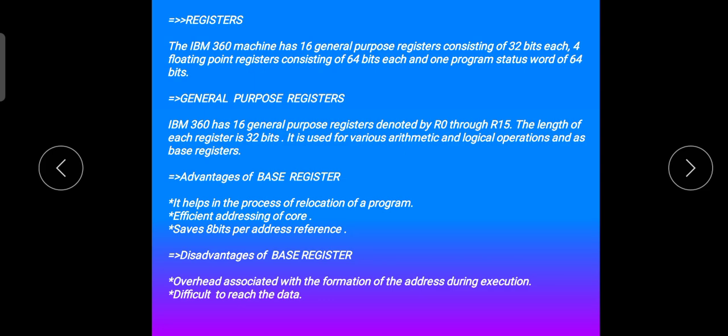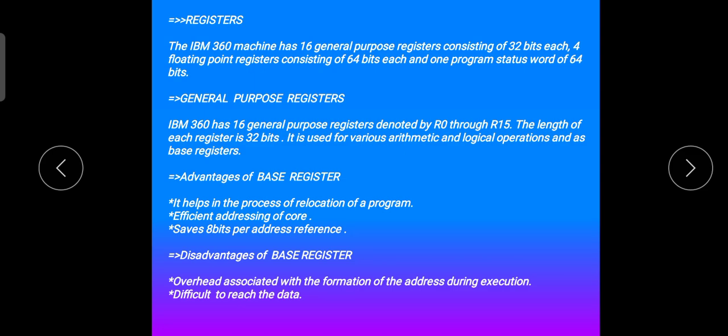General purpose registers. IBM 360 has 16 general purpose registers denoted by R0 through R15. The length of each register is 32 bits. It is used for various arithmetic and logical operations and as base registers.